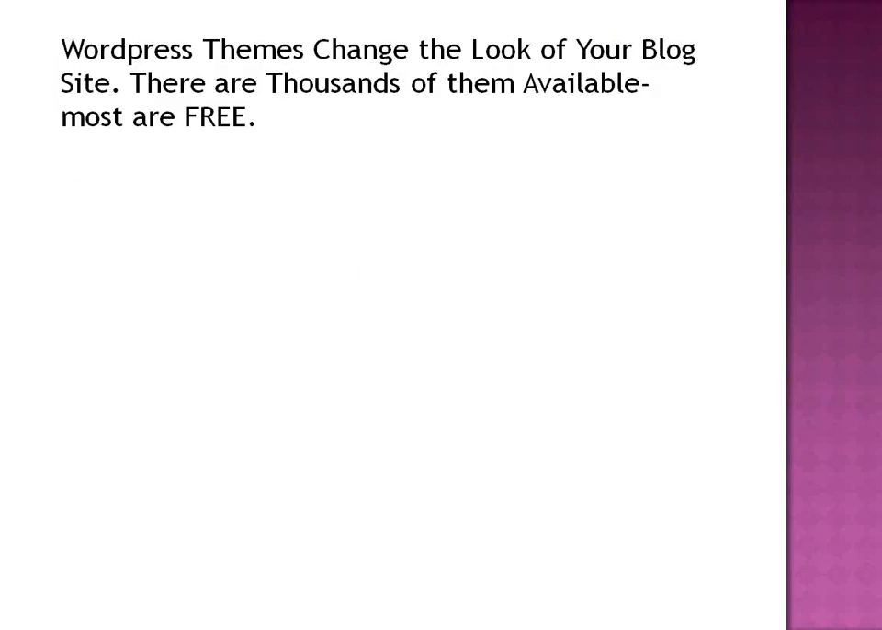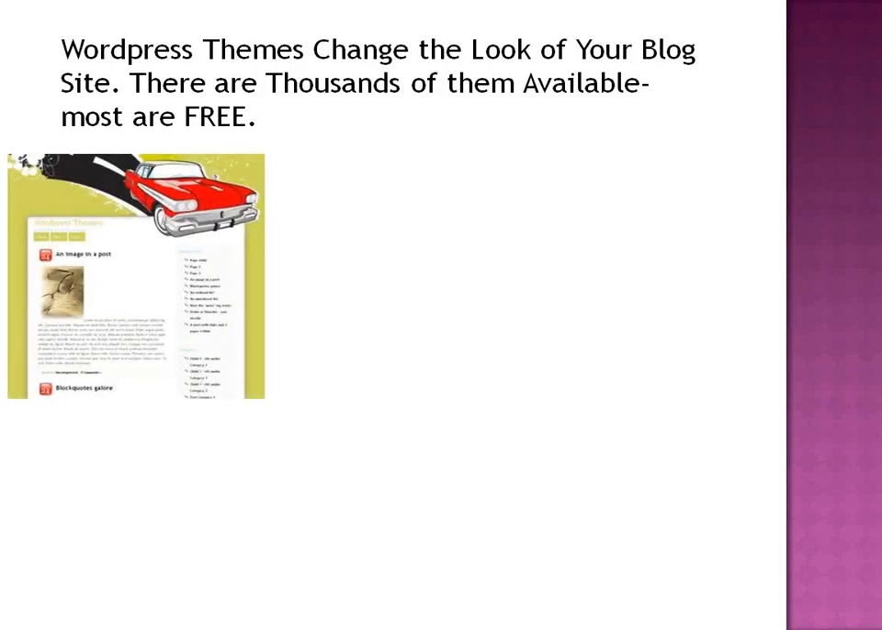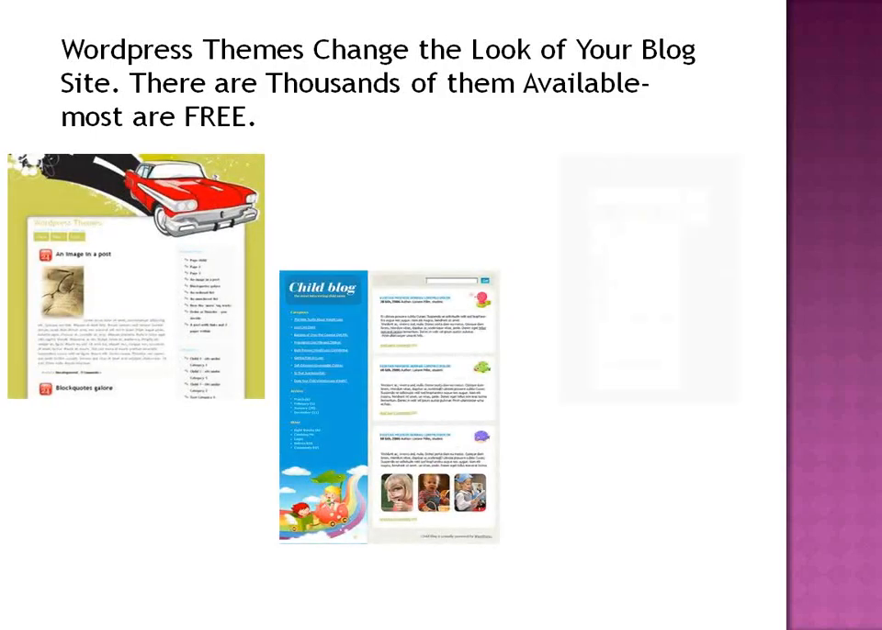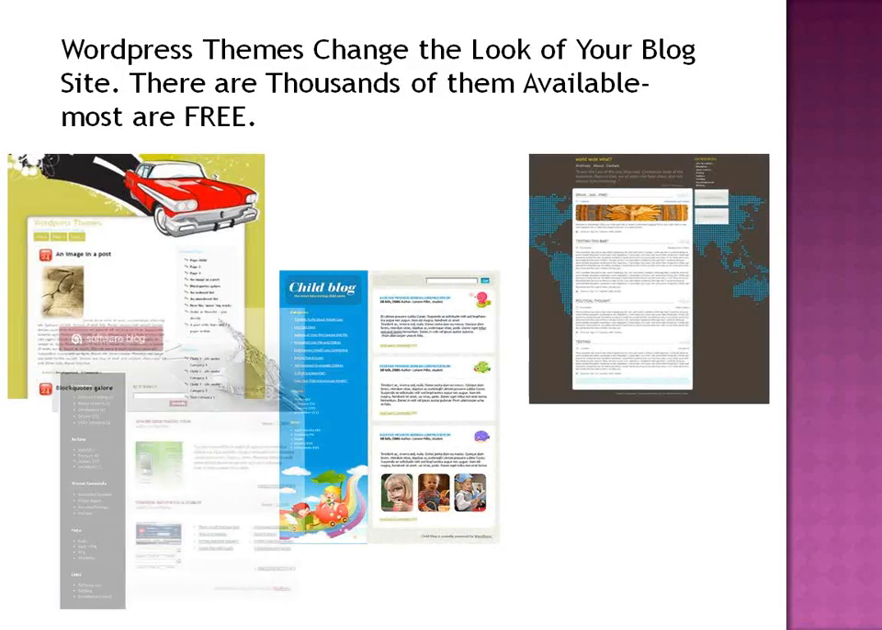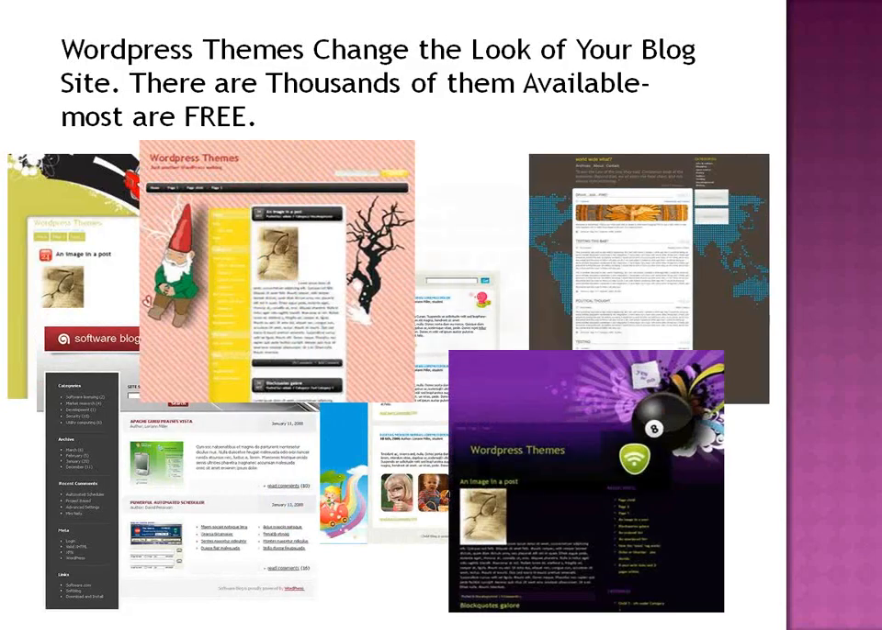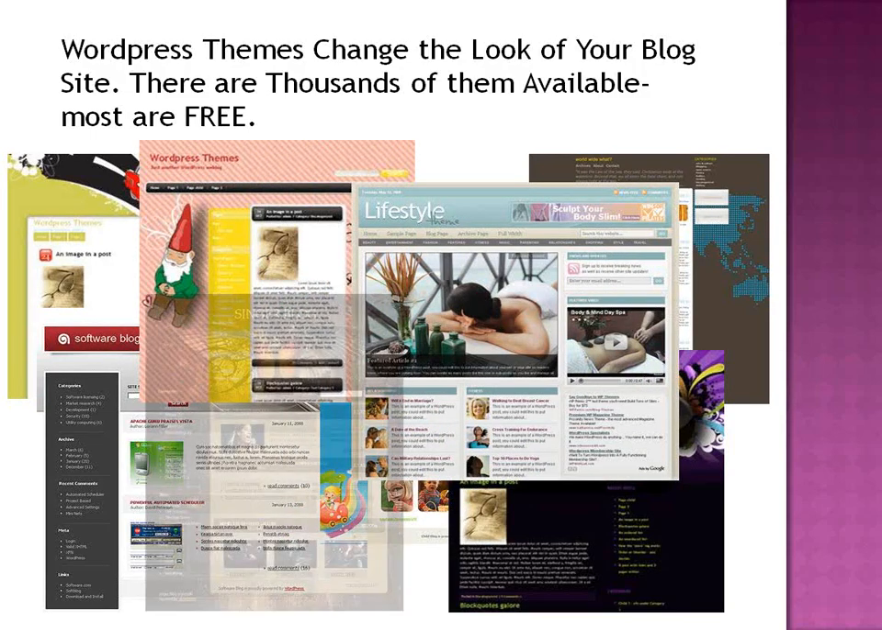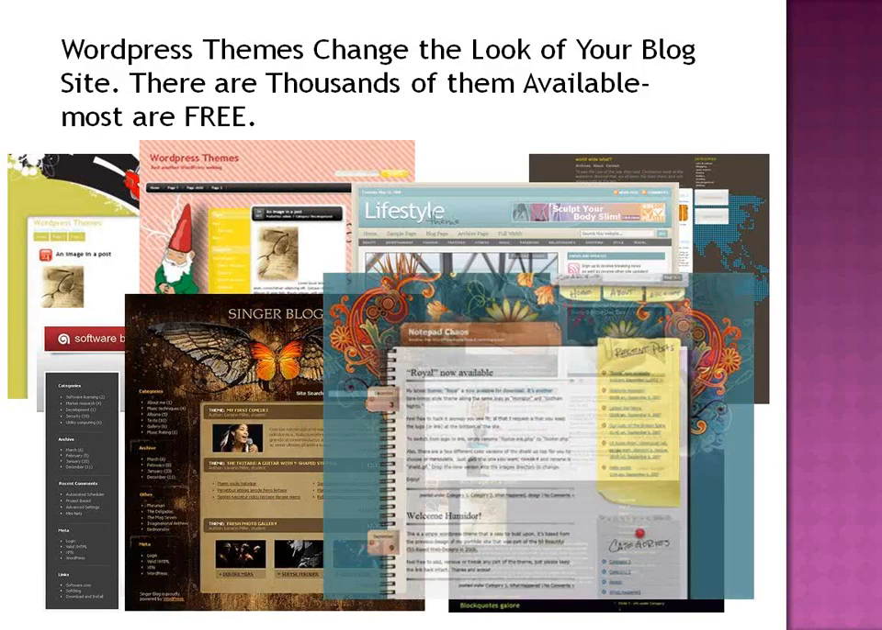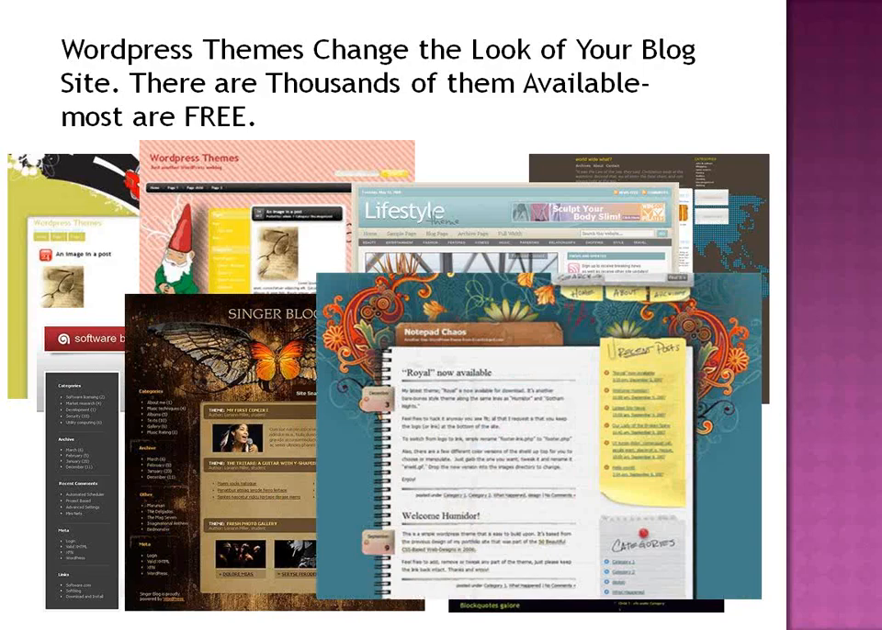I mean, WordPress themes can change the look of your blog site tremendously, and there are thousands of them available. Most are free if you're hosting the site yourself. Just take a look at the difference in the appearance of these. And as I say, there are thousands. They can be targeted towards the audience that you have or towards your personality. Each one says a little something about the person that put it up, doesn't it? Well, that's one of the reasons why the theme part of things is important to me.